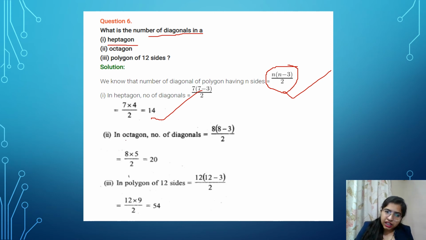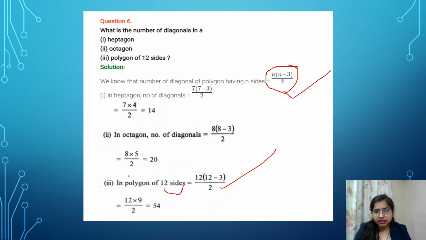Same for an octagon. In an octagon, we have 8 sides, so you have to put the value of n equal to 8 only. And in a polygon of 12 sides, you have to put the value of n as 12. That's it. Same only. It's too simple. Getting it? So let's clean this first, then we will go to the next slide.